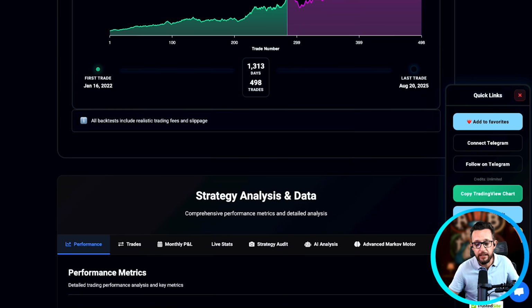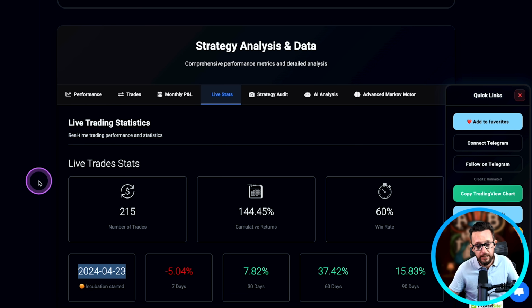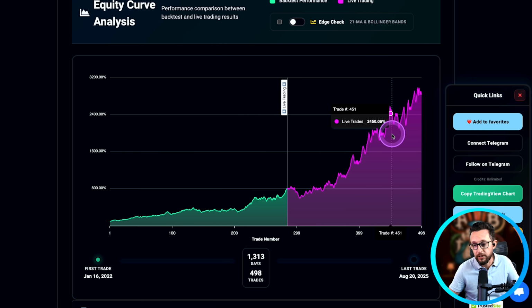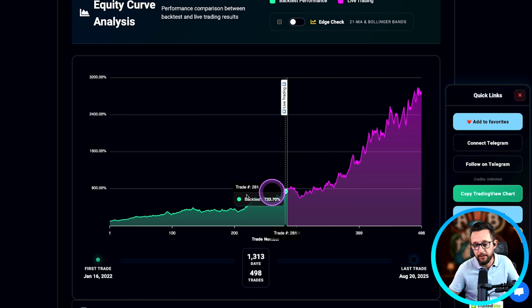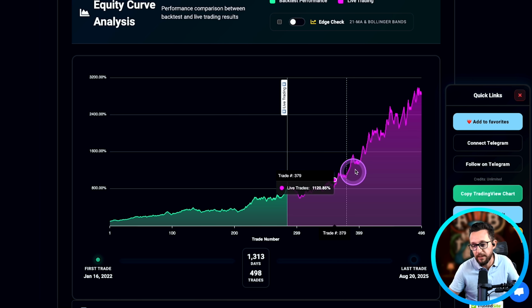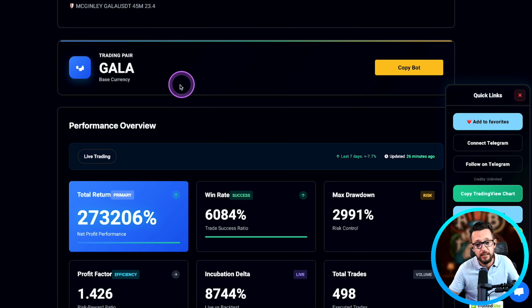So this one has actually been live traded all the way back since the end of April last year, and these are the live trading results. When the equity curve goes pink, this is actual live trading. This is backtesting on historical data, and this is live trading. As you can see, it is working extremely well. This was the first setup that I showed you earlier, which was on Gala USDT.